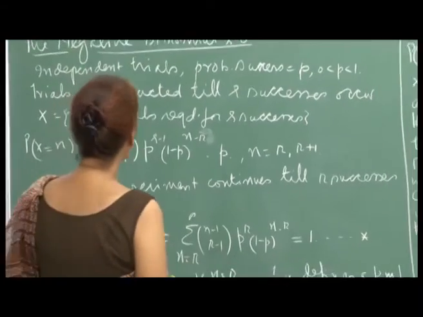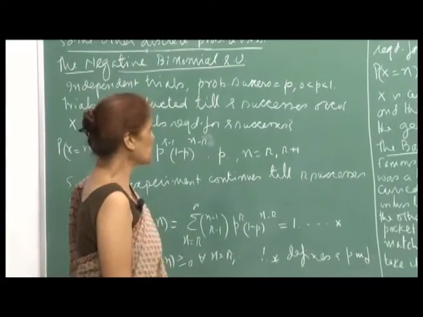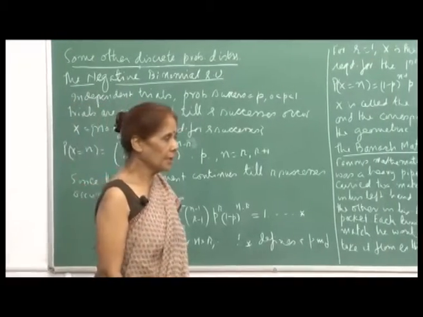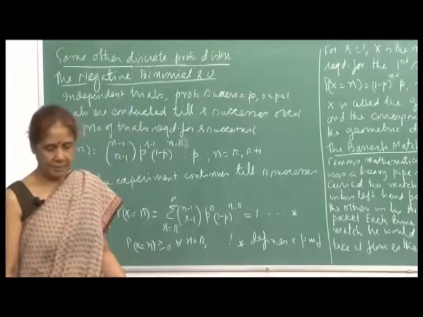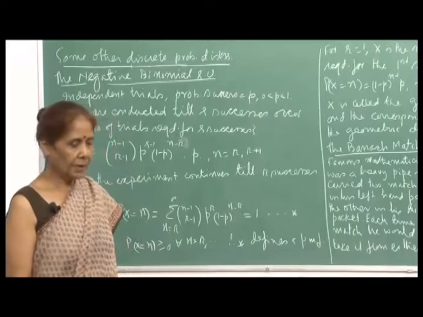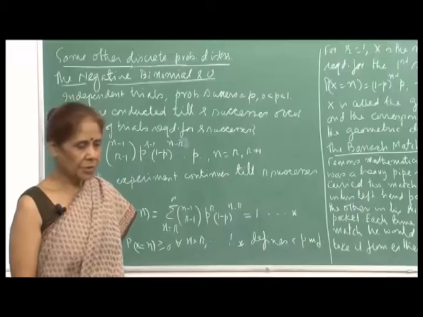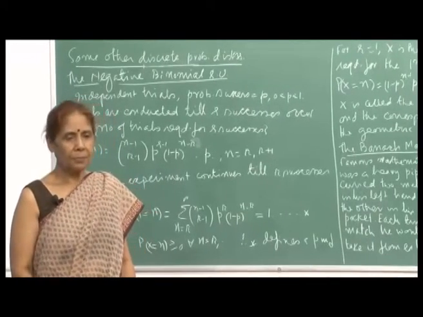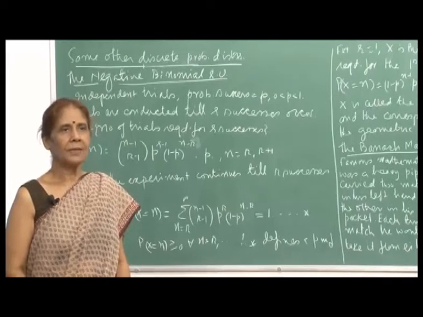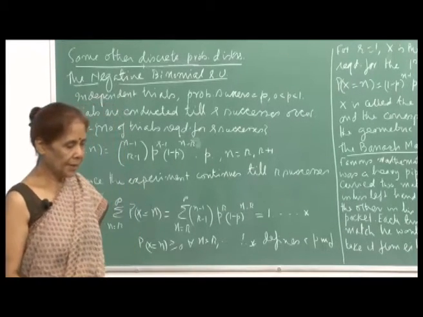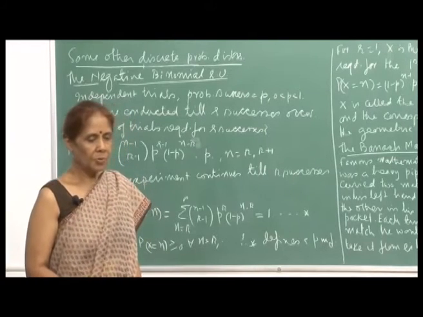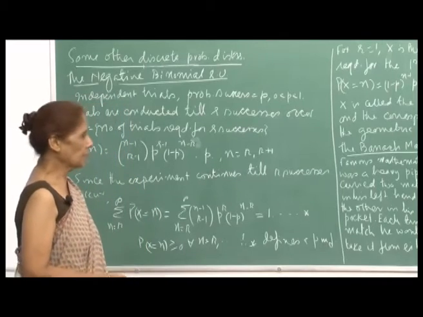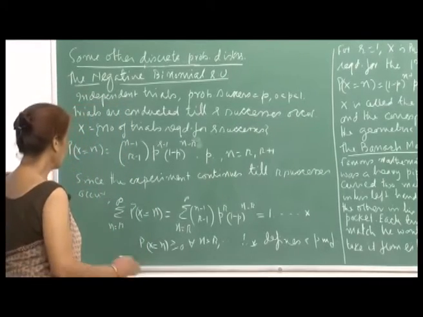I will be talking about some other discrete probability distributions. The next one is the negative binomial random variable, and the name is very suggestive. We considered the binomial distribution, where the random variable represented the number of successes, with the number of trials fixed. You perform n trials, the probability of success is p, and then we asked for the probability of r successes. Now, here it is the reverse.